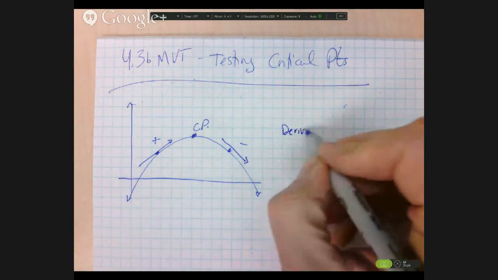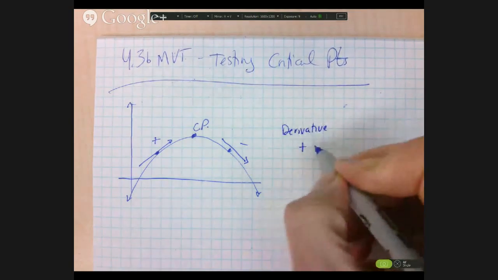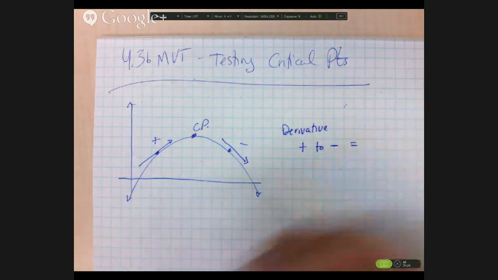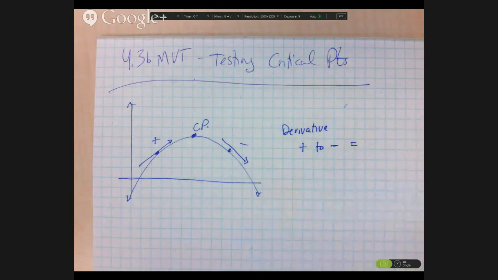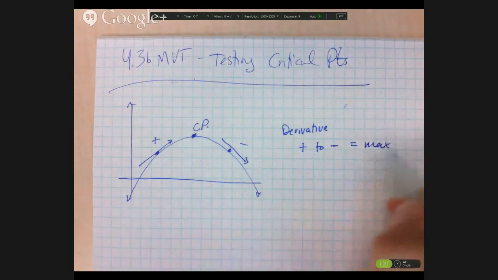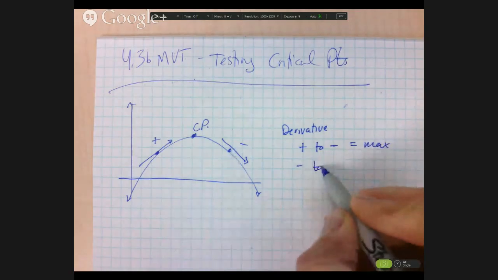It was like those questions on the homework, giving us the graph. If it goes positive to negative, it's a what? It's a max. So from left to right, we go positive to negative, it's a max. What happens if I go from negative to positive?